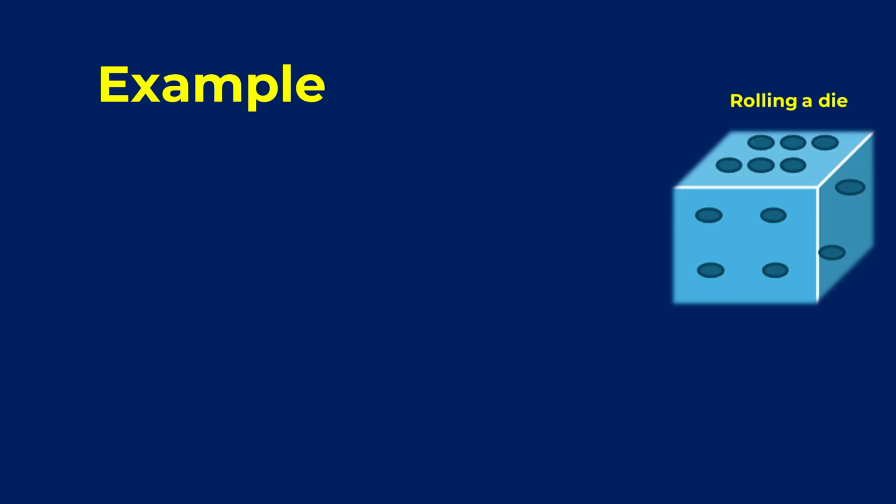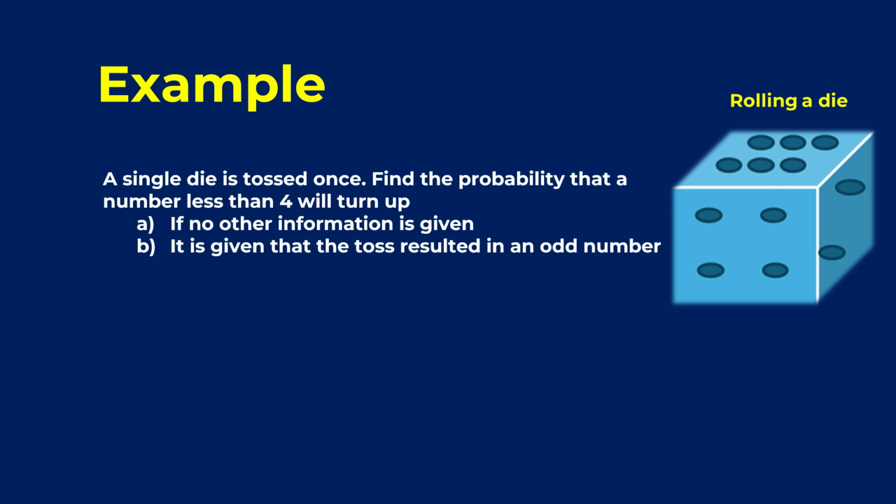Let's look at an example. A single die is tossed once. We want to estimate the probability that a number less than 4 will turn up. Now there are two parts of this example. In the first part, we are given no additional information, whereas in the second part, we are given that the toss resulted in an odd number.